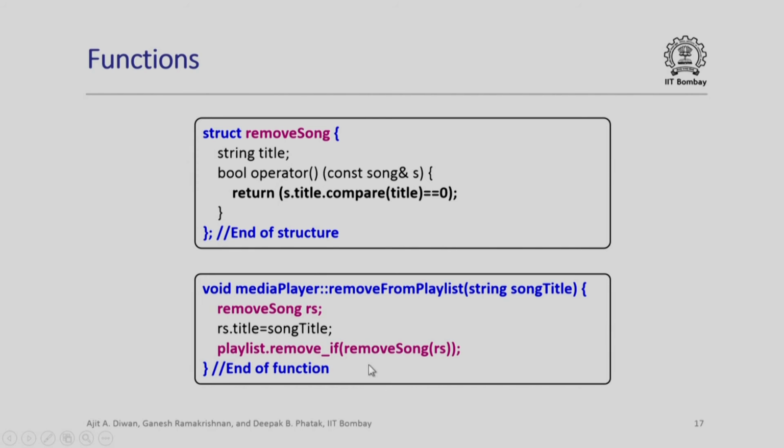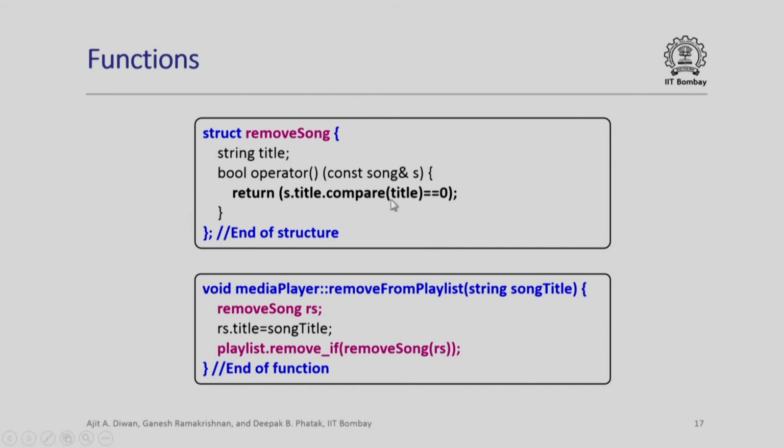It takes a parameter which is a remove song. What is remove song? Remove song itself is a parameter rs. Notice the remove song here. So, it is actually an object function. This is a struct inside which there is a Boolean operator to which we are passing this rs. Please note what this simple statement does.